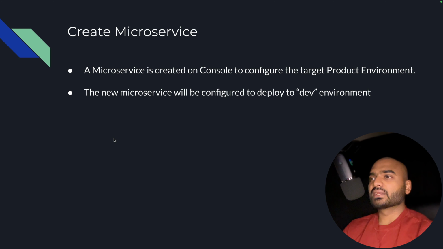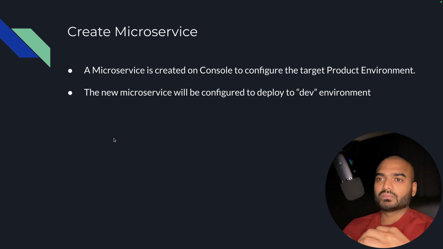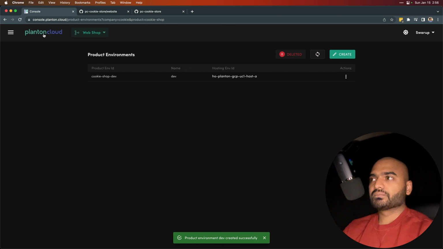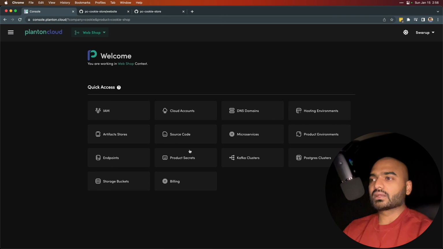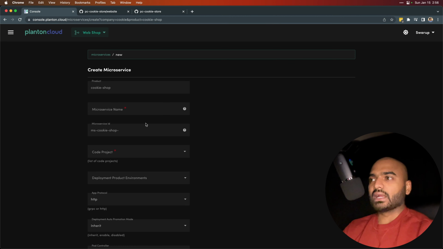A microservice is created on the console to basically link the code project and the product environment that we have just created. And the new microservice that we are about to create will be configured to deploy to the cookie shop dev environment that we just created. So going back to the console, click on Planten Cloud and click on microservices, and we are about to add a new microservice to this product, and we want to call it website.